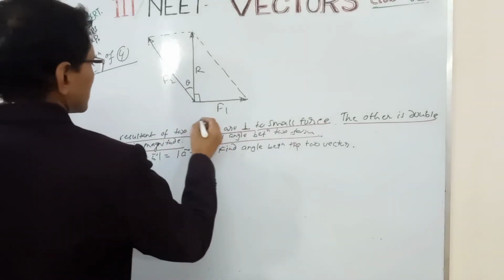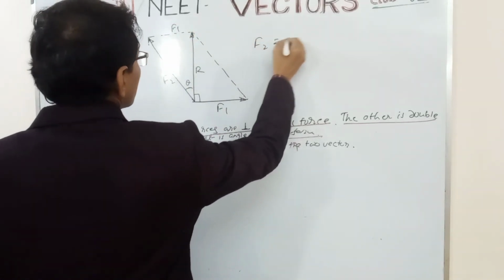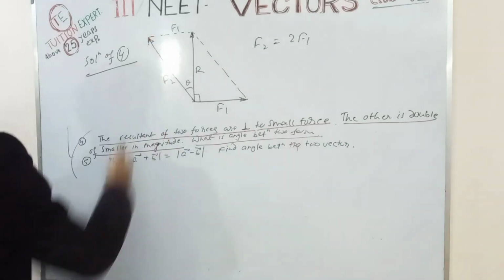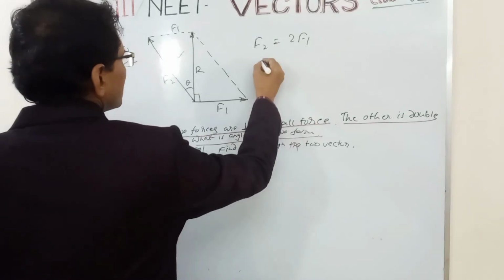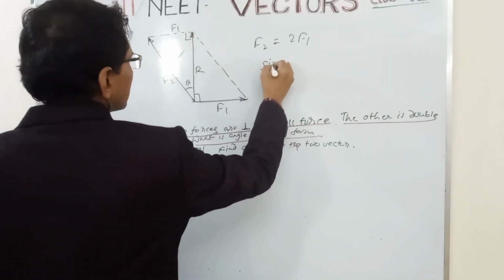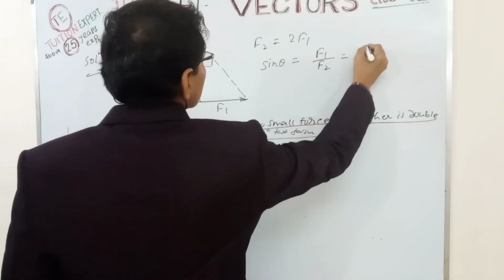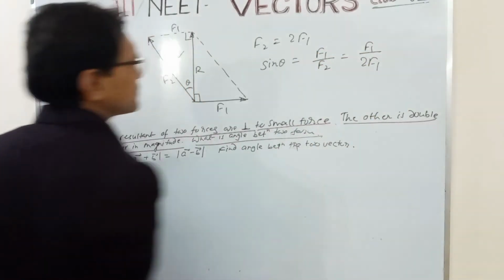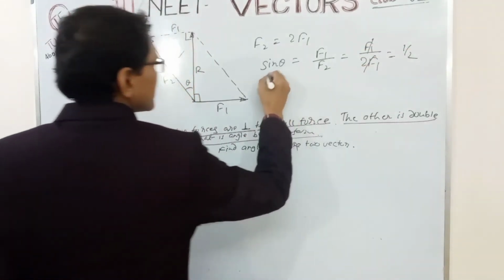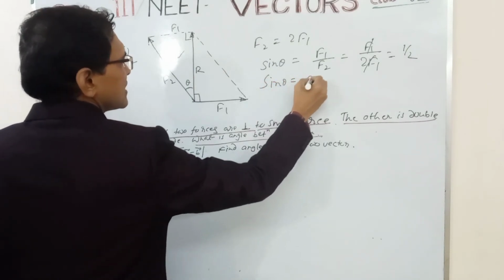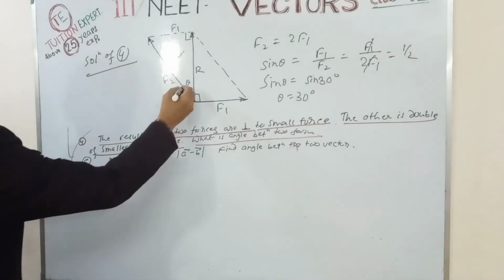From the problem, this is F1, and the other force is double the small force, F2 equal to 2F1. Now, from this triangle, we know this is perpendicular. Sin theta equals perpendicular by hypotenuse, F1 by F2, which is F1 by 2F1. Cancel this, and sin theta equals half, equal to sin 30, that is theta equal to 30 degrees. So now the angle is 30 degrees.